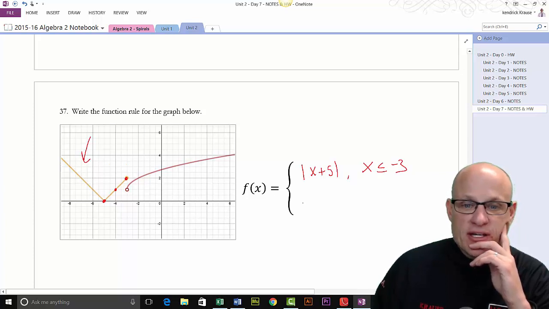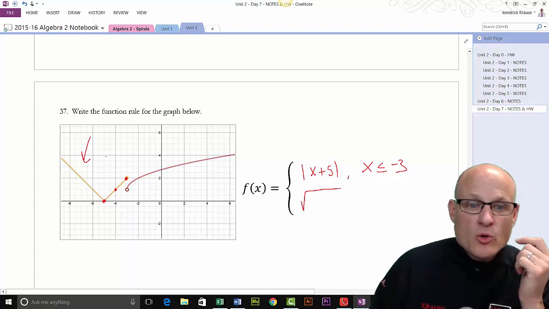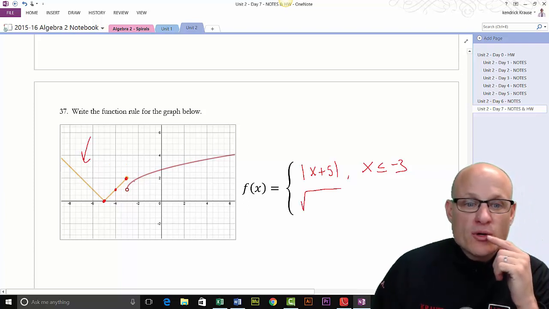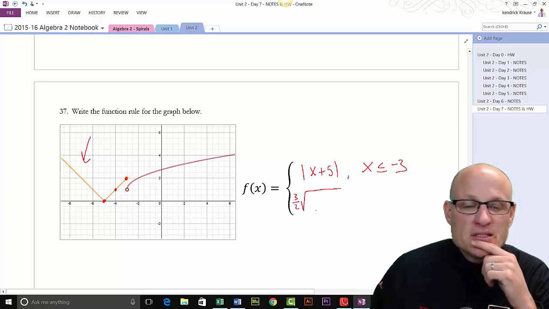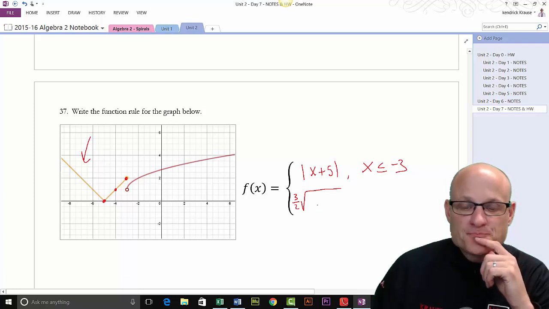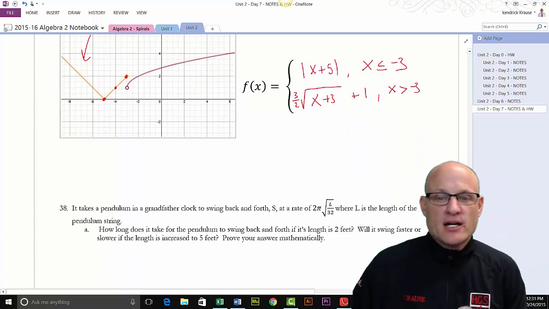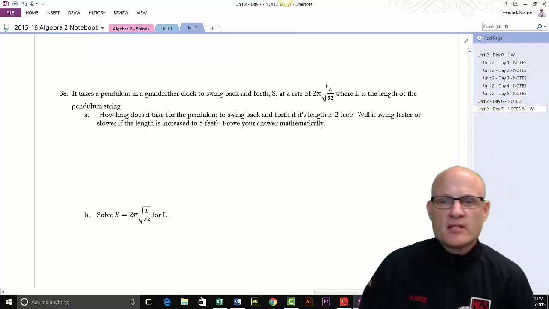Now this is the square root function, where, oh look, it's going up 1.5. So this looks like it's 3 halves, square root of x plus 3, plus 1. And this is for x greater than -3. Well, that was a tough one right there. All right, moving on. Last one.